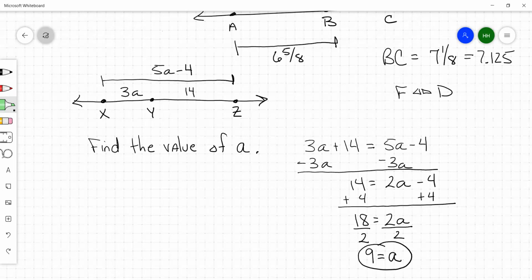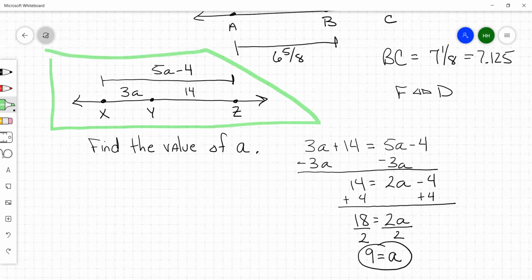Now, sometimes this will be the picture that you get right here. And sometimes it'll just be in words, which I think it is in your assignment today. So read the description, draw the picture, and then fill in the information. I think it said something like, find the value of A and XY. We found the value of A. A was equal to 9. And they wanted the value of XY. So what's the distance from X to Y if A is equal to 9? It's going to be 3 times 9, which is 27.